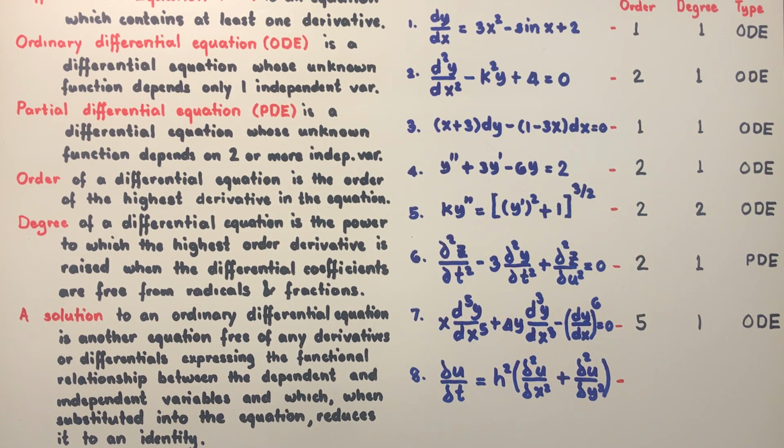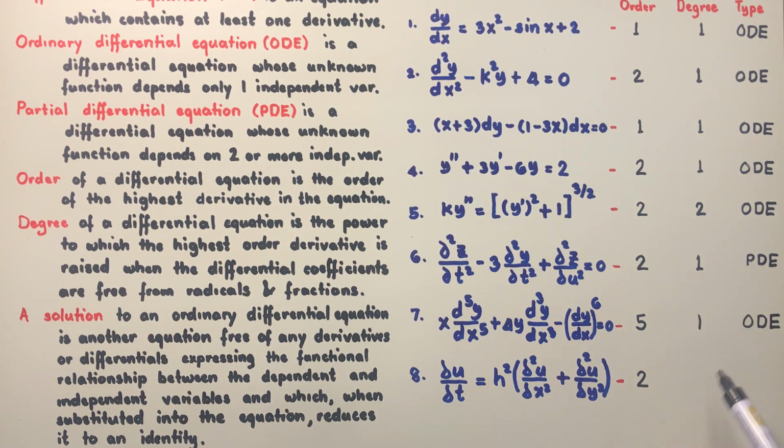Number 8. The partial derivative of u with respect to t, which is equal to the second power of h times the quantity of the second partial derivative of u with respect to x plus the second partial derivative of u with respect to y, is another example of a differential equation. And what is the order of this differential equation? The order is 2. Why? Because I see here second partial derivative.